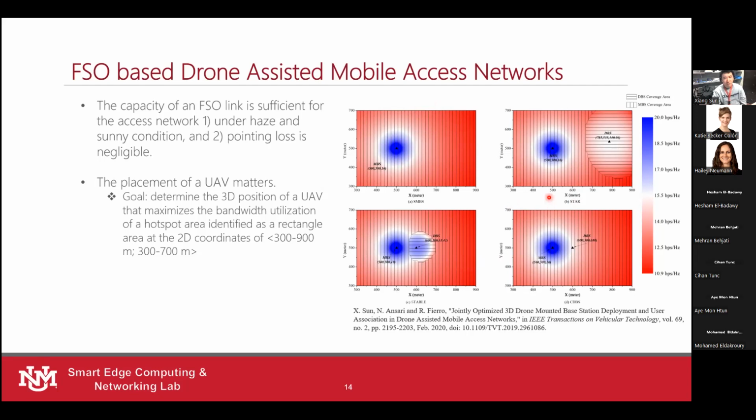If we want to maximize the overall spectrum efficiency, we find that the best placement is where the drone is placed at around 800, 500, with an altitude of 86. If we place the drone over this location, this placement generates the highest overall spectrum efficiency across this area.